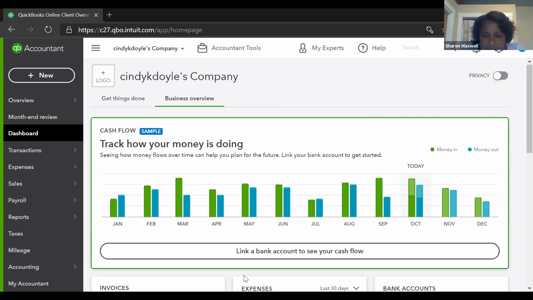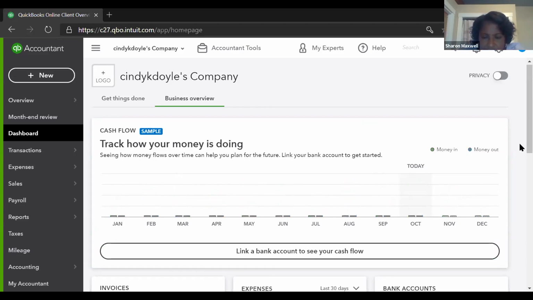I do see that there is a cash flow, let's see, what is it? Cash flow forecast? Is that the same thing? It very well could be, yeah. Oh, okay. Thank you. You're welcome.